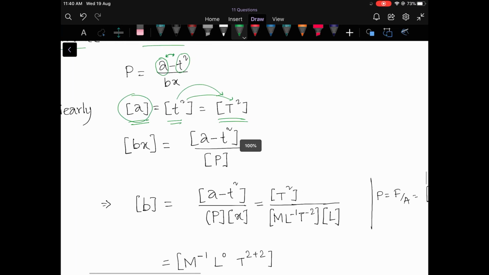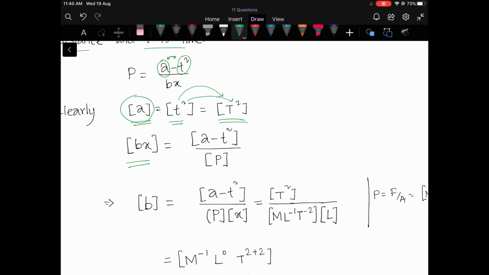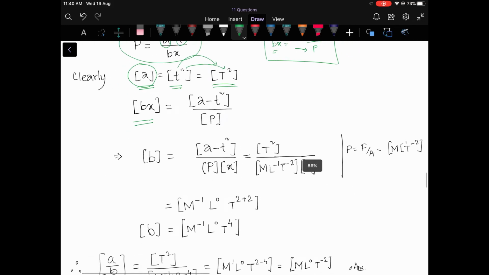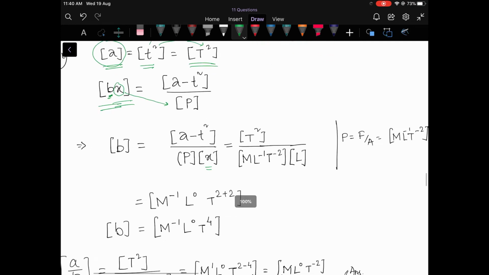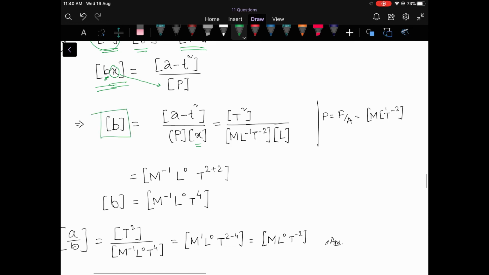Now also, dimension of Bx from this equation, we can write Bx is equal to (A minus T square) by P. That means I can say dimension of Bx must be equal to dimension of (A minus T square) by dimension of pressure. So from here again, I can take the B on the left hand side, transfer this x on the right hand side so that it gets multiplied with the denominator, so we have that x over here. So now we are ready to find out the dimension of B.